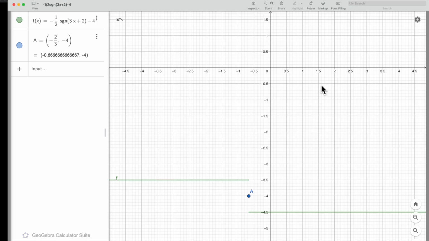Let's go ahead and look at GeoGebra. I mentioned I like GeoGebra better than Desmos, and here we go. Here's our critical point A. You could see our critical point here is negative 2/3 comma negative 4. Here's our function that I entered. We see that there's going to be an open circle here, and the graph is going to be extending to the left. All these y values are negative 3.5, and here all the y values are negative 4.5.